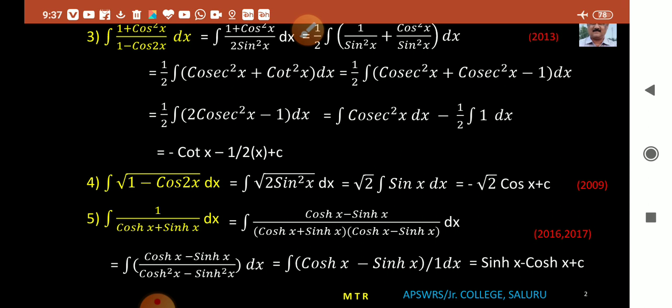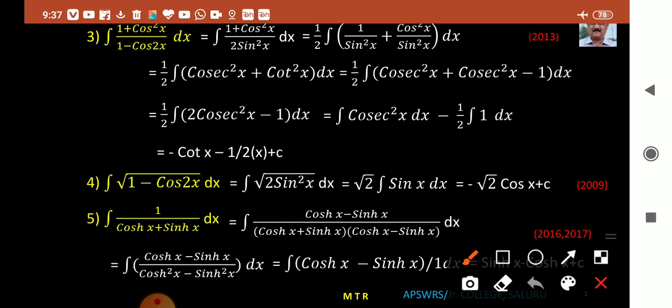Now another important problem. Evaluate integral 1 by cos hx plus sin hx. This is a hyperbolic function. In hyperbolic functions, you know cos h square x minus sin h square x is equal to 1. In trigonometry, cos square theta plus sin square theta is equal to 1. So by using that, we multiply both numerator and denominator with cos hx minus sin hx.